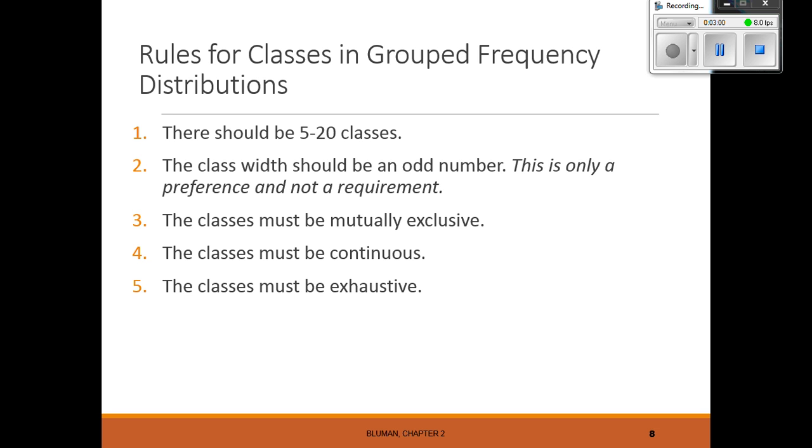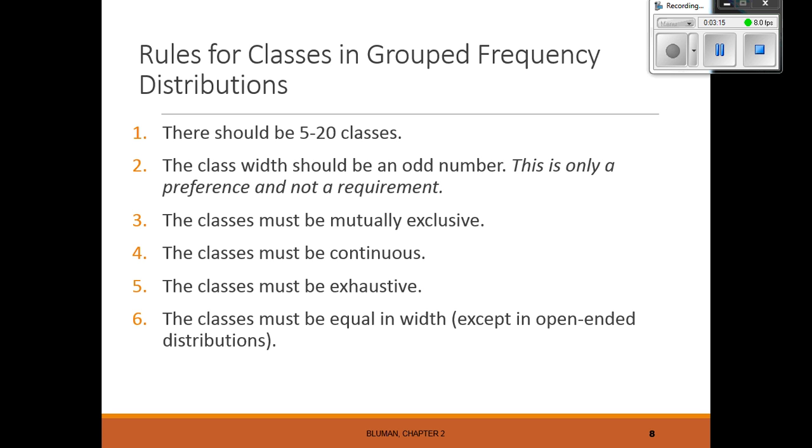Classes must be exhaustive, meaning you've got to cover all the data. Okay, you can't leave out an outlier like a really high number or a really low number. You can't just say, nah, that makes things difficult, we're just going to leave it out. Okay, you've got to get all the data.